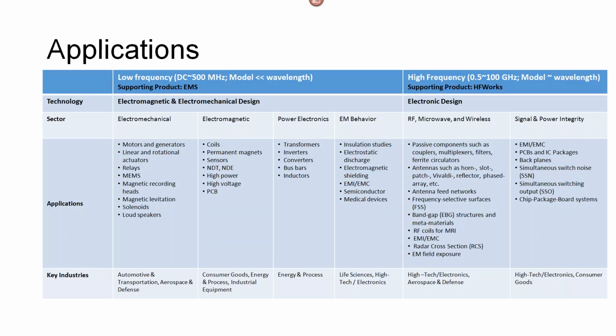Also power electronics, inverters, transformers, conductors, bus bars, inductors, etc. All of them can be analyzed and simulated inside EMS. As far as our high frequency product is concerned, it ranges from a few hundred megahertz all the way to a few hundred gigahertz. So this is where RF and microwave products are.